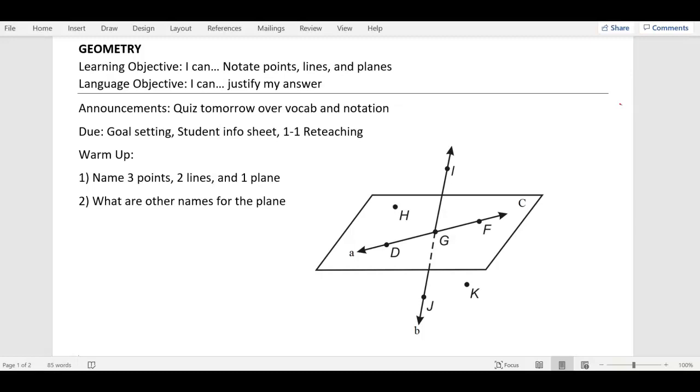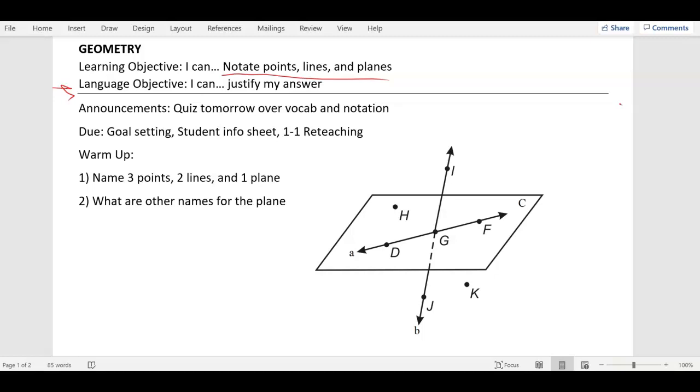All right, so our objective is right here. You wrote this down, and you don't have to write the second one down. Okay, but we do have a language objective that you're able to justify your answers, whether verbally or in a sentence. You have to be able to, in your own words, answer questions, and you're going to see that on the notes in the assignment today.